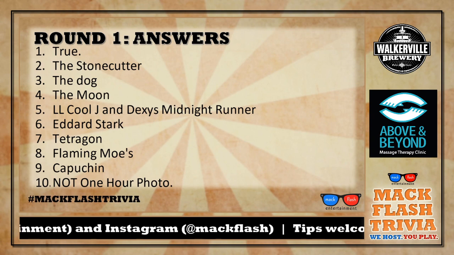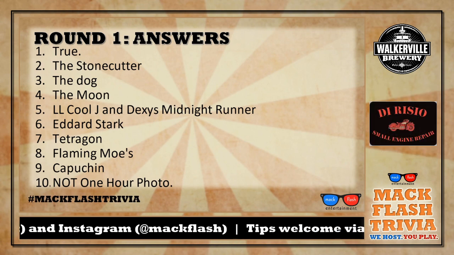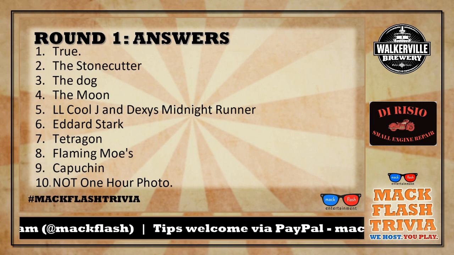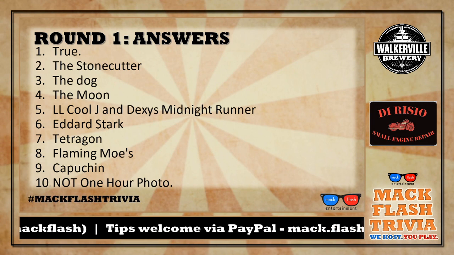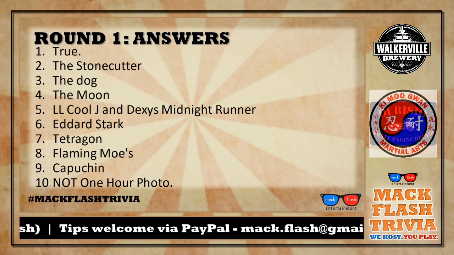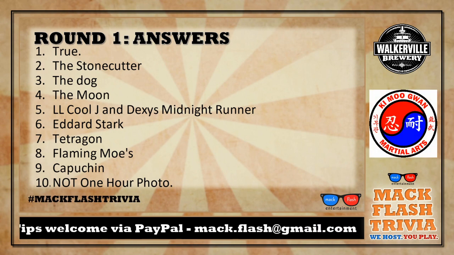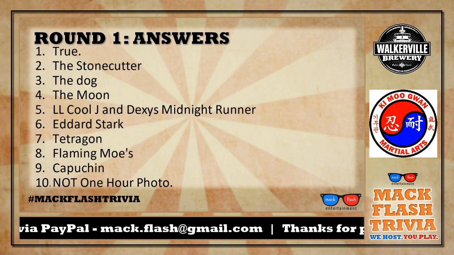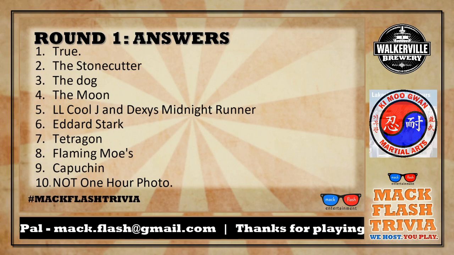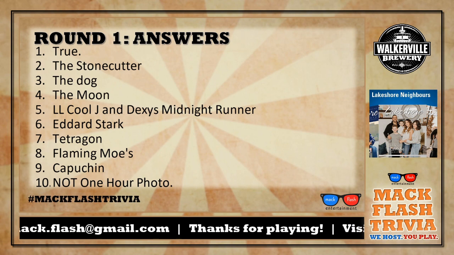All right, let's do a quick point recap to make sure. Number 5 is worth 2 points. 1 for LL Cool J, 1 for Dexy's Midnight Runners. All you have to do is name the 2 artists in the mashup. Number 6, officially, we were looking for the character from Lord of the Rings. But if you were playing unofficially, you could have written Eddard Stark or Ned Bean.